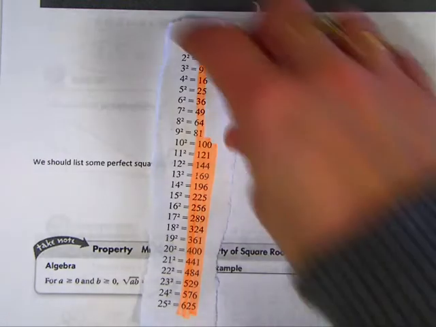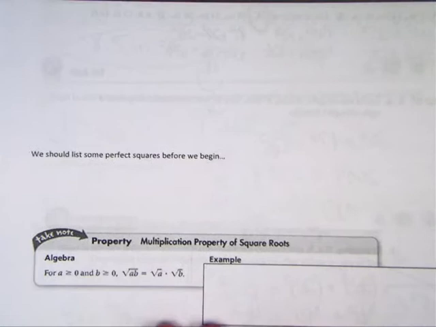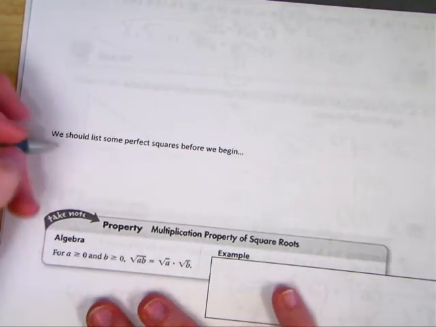In fact, the first person who makes me a sheet just like this one will get 2 bonus points on their next test. You can email me tonight, by the way, if you want. All right, so those of you who don't want to make a sheet, let's talk about some perfect squares.